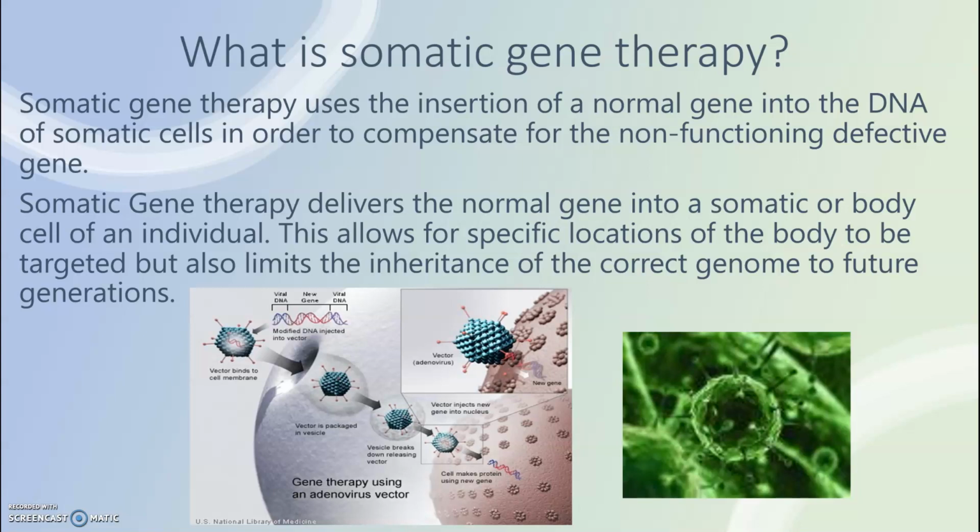In these two photos, you're able to see the cells that are used in somatic gene therapy, known as vector cells. In the photo on the left, you can see that the vector binds to the cell membrane, where it's then packaged in a vesicle. The vesicle breaks down, releasing the vector, and the vector injects the new gene into the nucleus, and the cell makes the protein using the new gene.